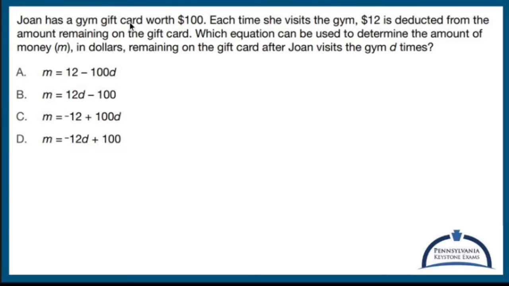Joan has a gym gift card. Try saying that 3 times fast. It's worth $100. Each time she visits the gym, $12 is deducted from the amount remaining on the gift card. Which equation can be used to determine the amount of money in dollars remaining on the gift card after Joan visits the gym D times? So we start out with 100. We take away 12, D times, and that's the amount of money that she has. So which one of these matches that?